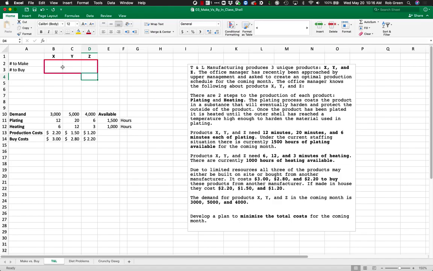If this was a mathematical formulation, which we've already done, we would probably refer to these as x1, x2, and x3, x4, x5, and x6, something like that. So you can easily write down the mathematical formulation for this.